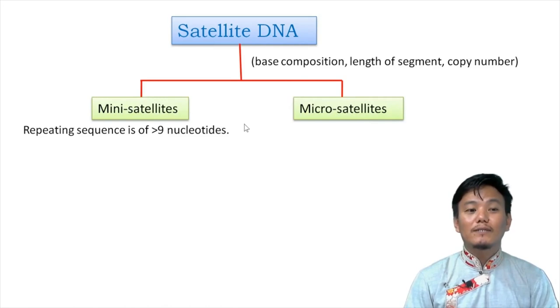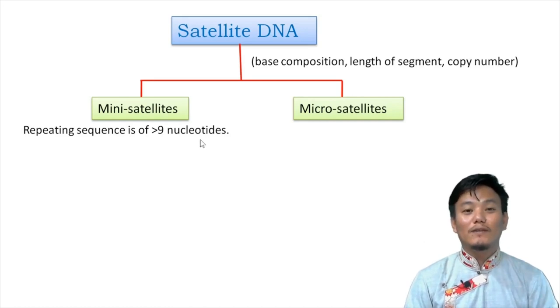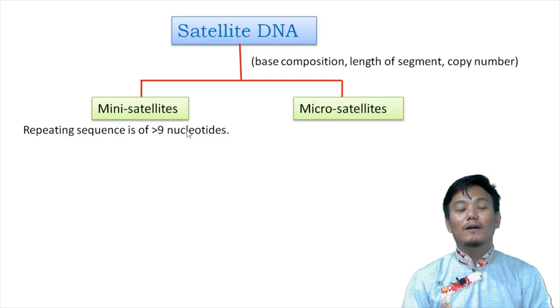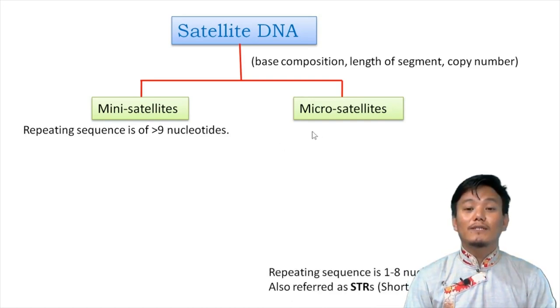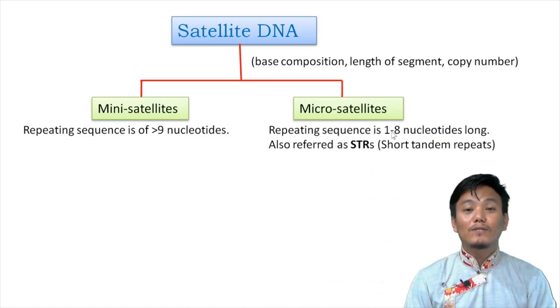Mini satellites are those repetitive DNA sequences in which the repeating sequence is of more than 9 nucleotides. If the repeating sequence contains more than 9 nucleotides, then it is called a mini satellite. Whereas in micro satellite, the repeating sequence is 1 to 8 nucleotides long. So they are called micro satellites.